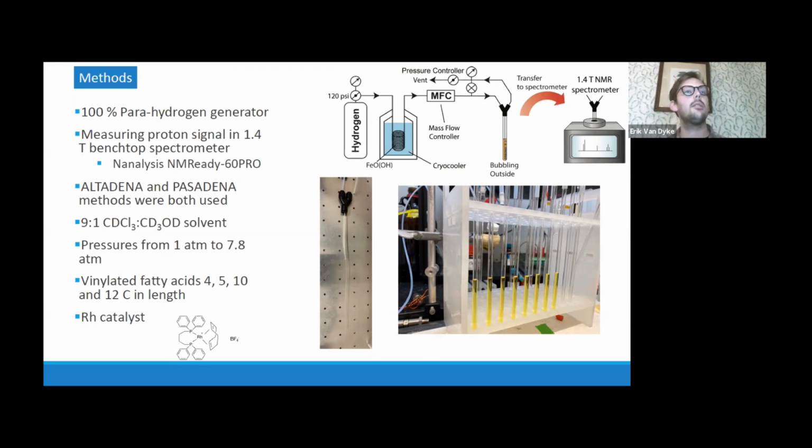We looked at pressures anywhere from 1 atmosphere to 7.8 atmospheres using a solvent system of deuterated chloroform and deuterated methanol. We looked at vinylated fatty acids, 4, 5, 10, and 12 carbons in length, but we really focused on the fatty acid 4 carbons in length, which is a vinyl butyrate. We used a standard rhodium catalyst as our FIP catalyst, and all measurements were taken on a 1.4 Tesla benchtop spectrometer. And next slide, please.